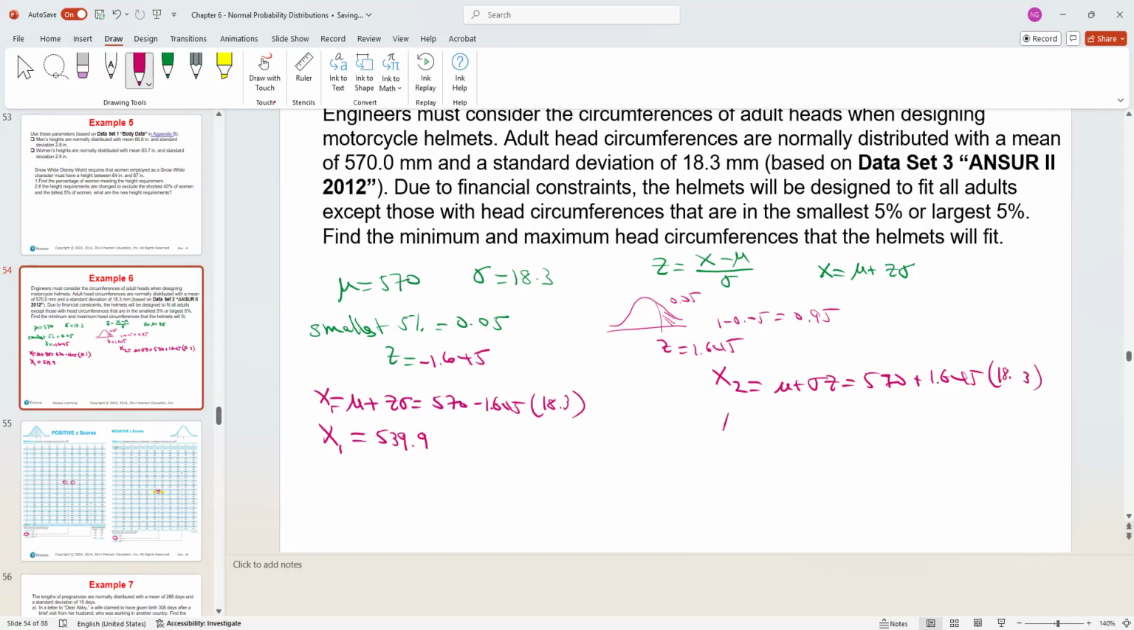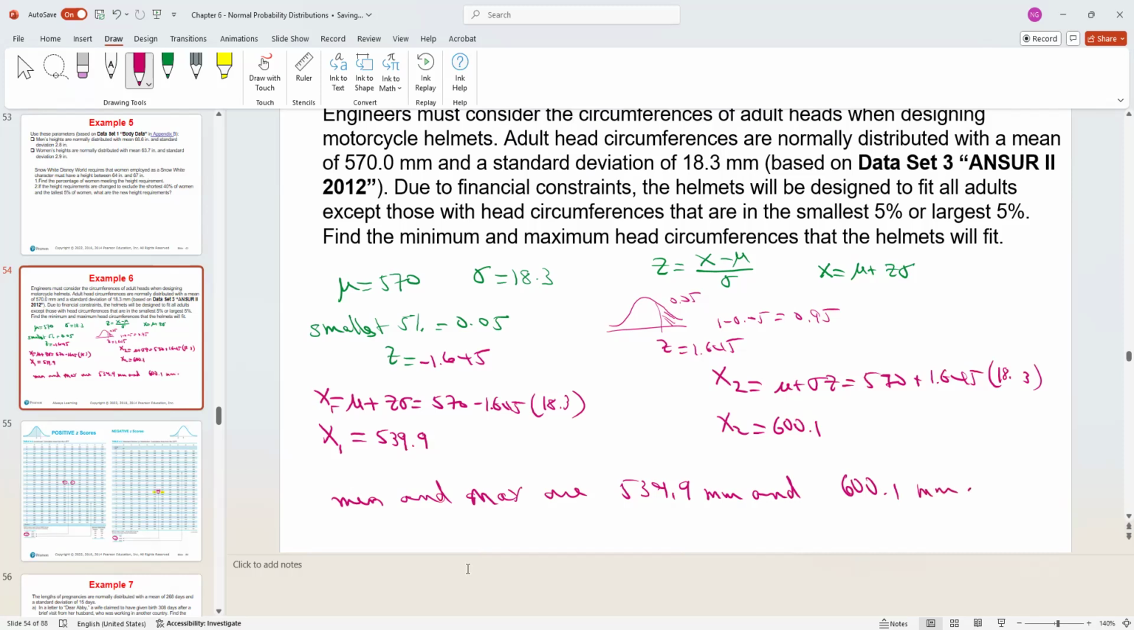18.3, right? So X2 would be another number, which is 601 millimeters. So we know the answer. What's the maximum and minimum? The minimum and maximum are 539.9 millimeters and 600.1 millimeters. That's how you do it.